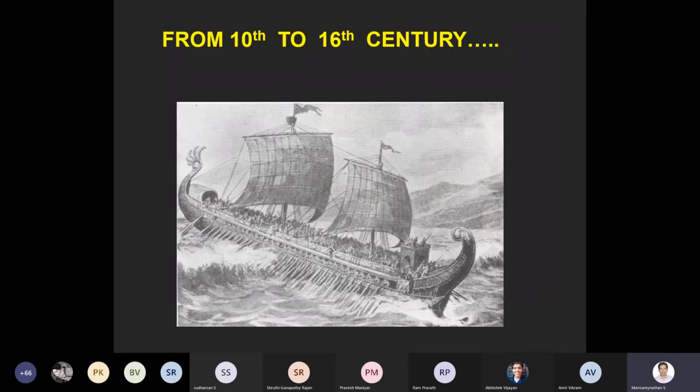Parallelly, they gave importance to the ship also. The Phoenicians used to travel in ships that were called galleys.